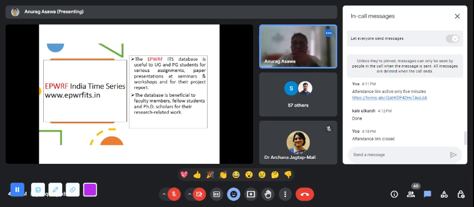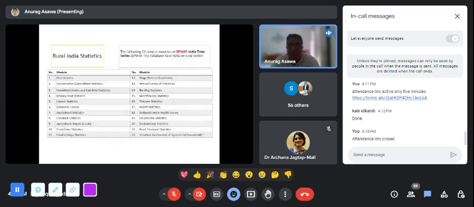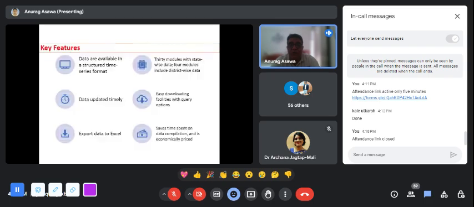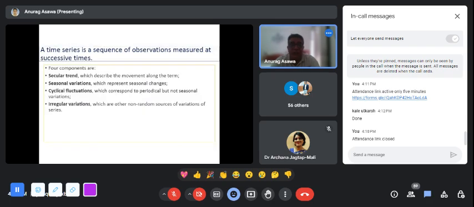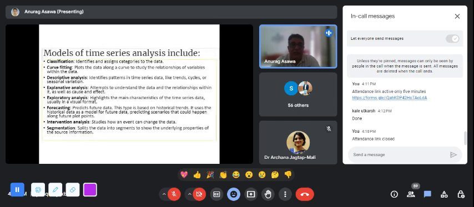Why should they use it? It is useful to UG and PG students as well as PhD students. The database is beneficial to faculty members, fellow students, and PhD scholars for their research-related work. So this is a basic introduction of the EPWRF data set which is available.